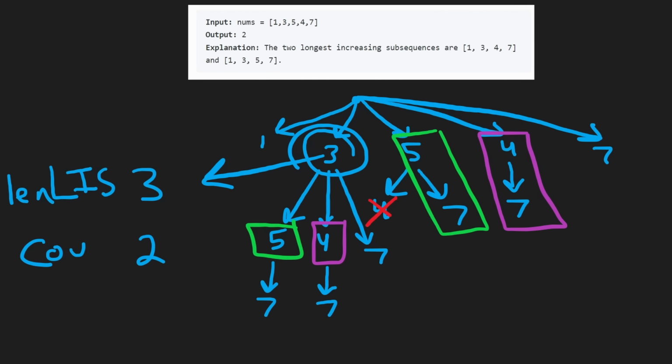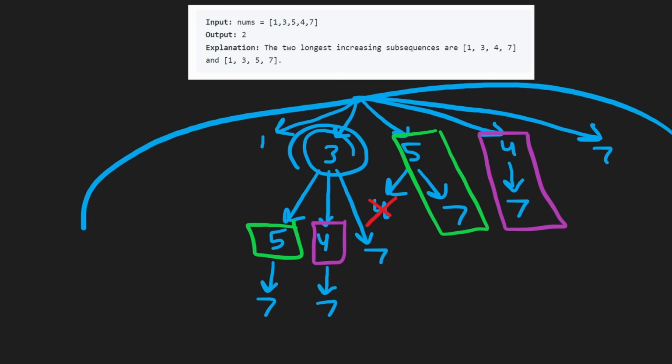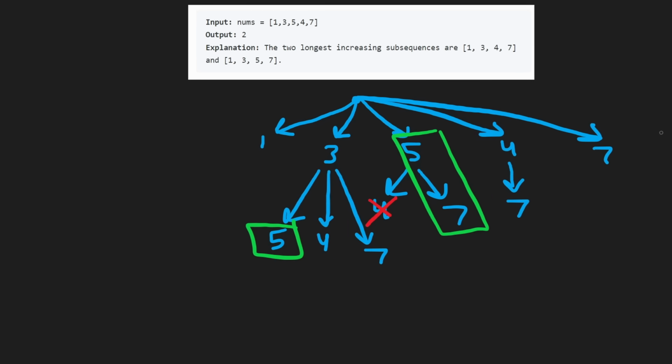Now let's actually kind of understand how we can solve the dynamic programming solution without even using a decision tree like this. The logic is very similar.